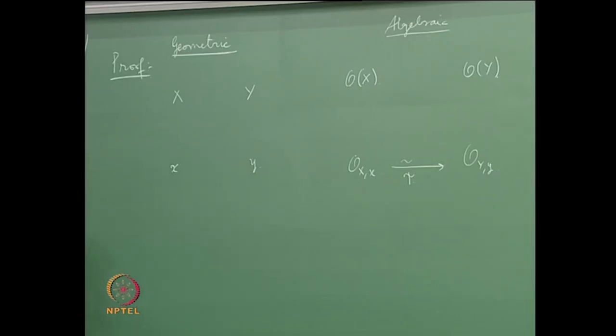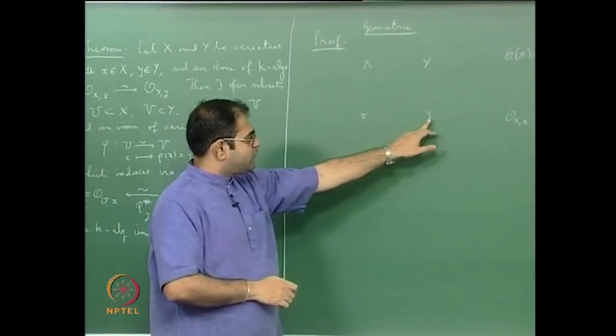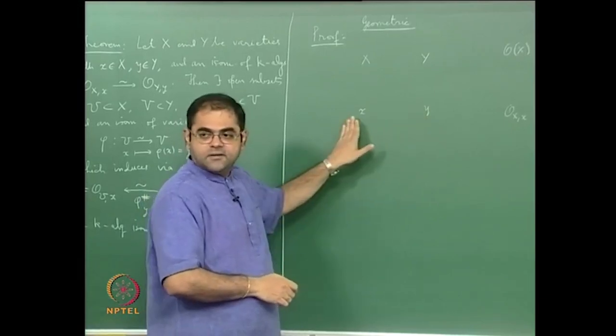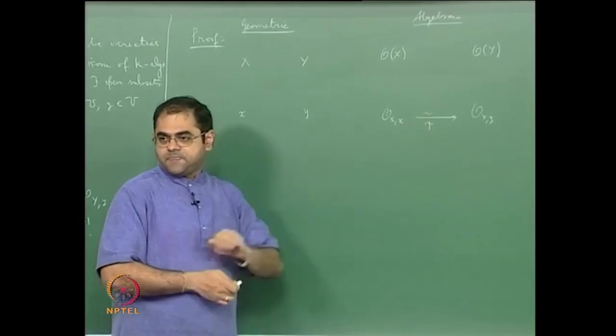And what I am supposed to do is find an open set U here which contains x and an open set V here which contains y, and an isomorphism between U and V which induces at the point x this isomorphism.